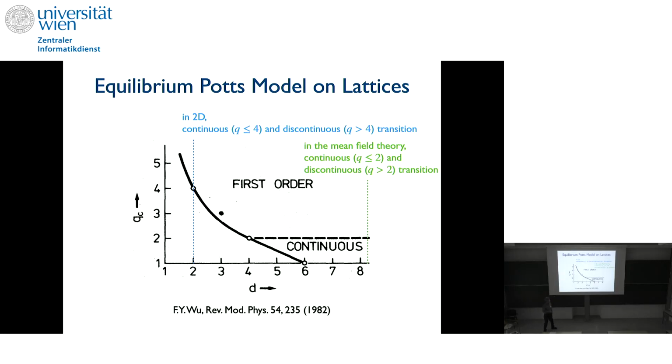And what about mean field? In the mean field, we have continuous mean field critical phenomena when Q is equal to or less than 2, but above 2, we have a discontinuous phase transition. This is a well-known property of the equilibrium Potts model on lattice. And I want to ask what is the nature of the phase transition in these two dimensions? Do we still have this continuous and discontinuous phase transition or not? No, that's the point, but no.